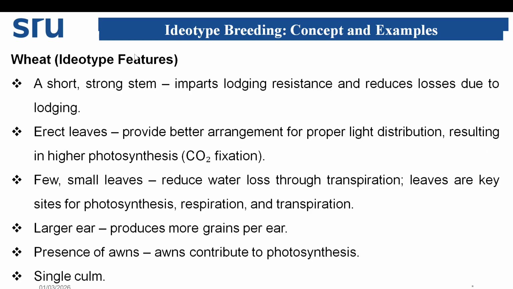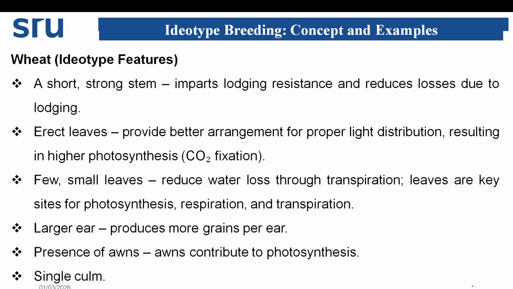Like first, it is wheat. The ideal characteristics of wheat. A short and strong stem, which will impart lodging resistance and reduce the losses due to lodging. Second character, that is erect leaves. It will provide better arrangement for proper light distribution, resulting in higher photosynthesis, that is CO2 fixation. Third, small and few leaves. So it will reduce the water loss through transpiration. Leaves are the key sites for photosynthesis, respiration and transpiration.